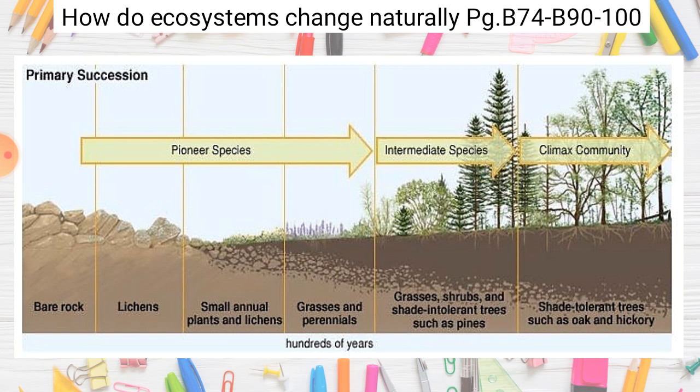Now we have intermediate species. These species are going to form a bigger community: grasses, shrubs, and shade-intolerant trees such as pine. When everything is ready, we have a full community and a complete ecosystem.